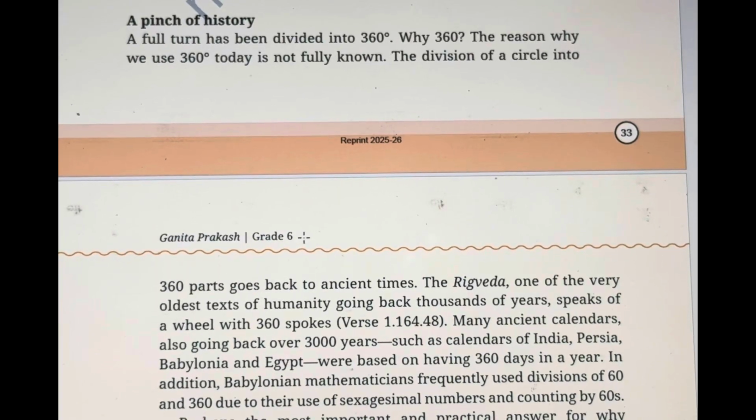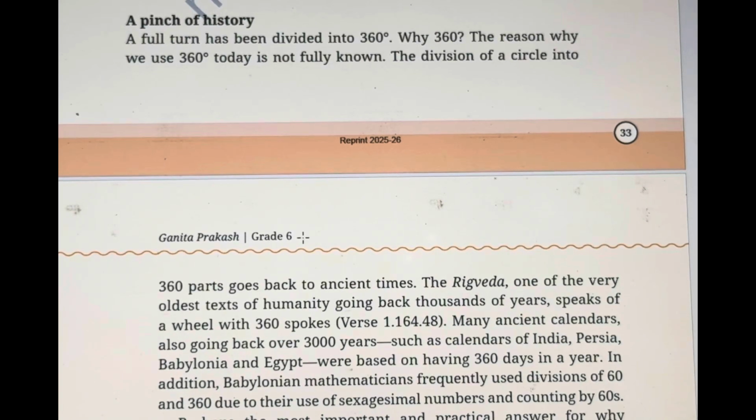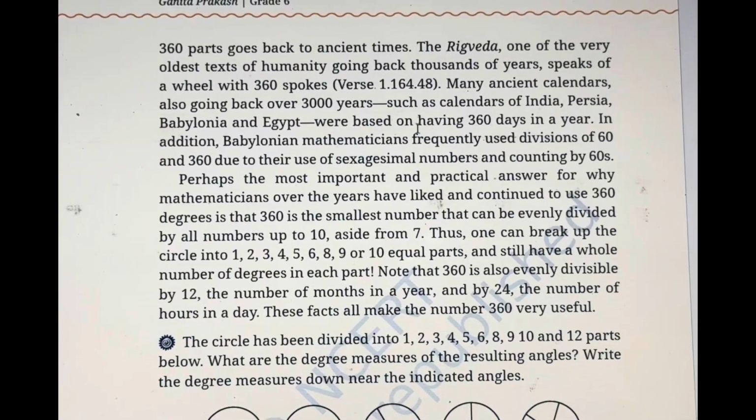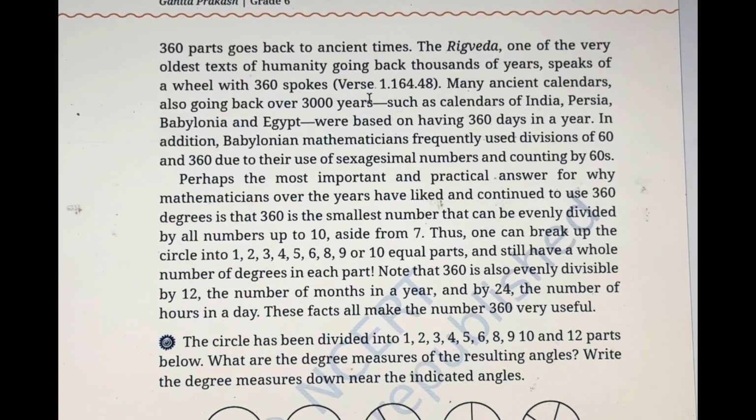A pinch of history. Now let us see why the full turn is divided into 360 degrees. Why 360 always? There is no particular reason known why 360 degrees is considered as a full turn, why the circle is divided into 360 parts. But let us go back to history and find out some reasons behind it. If we talk about the Rig Veda, one of the oldest texts of humanity, going back thousands of years, it speaks about a wheel which has 360 spokes, right? This is the verse number given, in which they are talking about a wheel with 360 spokes.